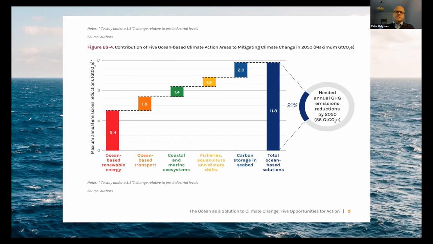What our scientists found is that the ocean, or actions relating to the ocean, can deliver up to a fifth of what the world needs to get to the 1.5 degree target, particularly through investing in ocean-based renewable energy, but also by decarbonizing ocean transport, by restoring and sustaining coastal and marine ecosystems, be they mangroves or seaweed or seagrass, through increasing protein production from the ocean. Seafood is way better in terms of a source of protein than land-based food production.